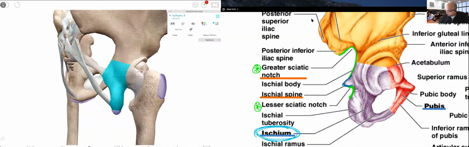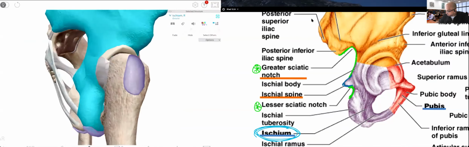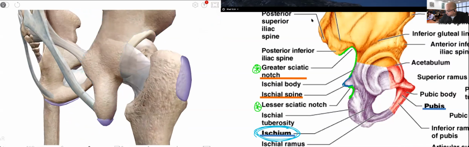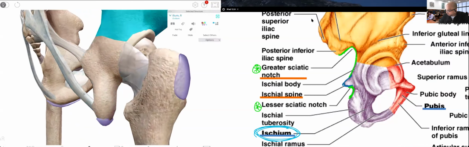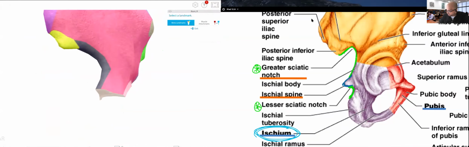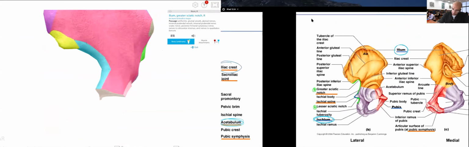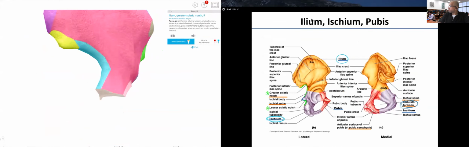And above it here, as part of the iliac bone, I will see this large fossa above the ischial spine. This is my greater sciatic notch. Those are pretty much all the important markings that we need to know.